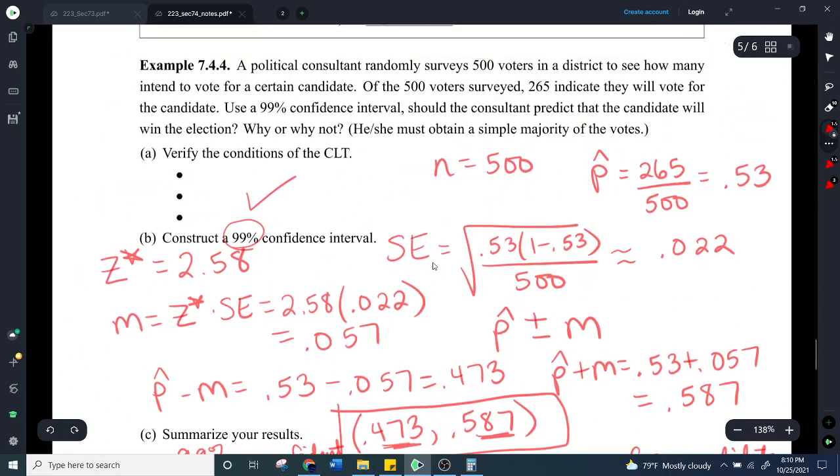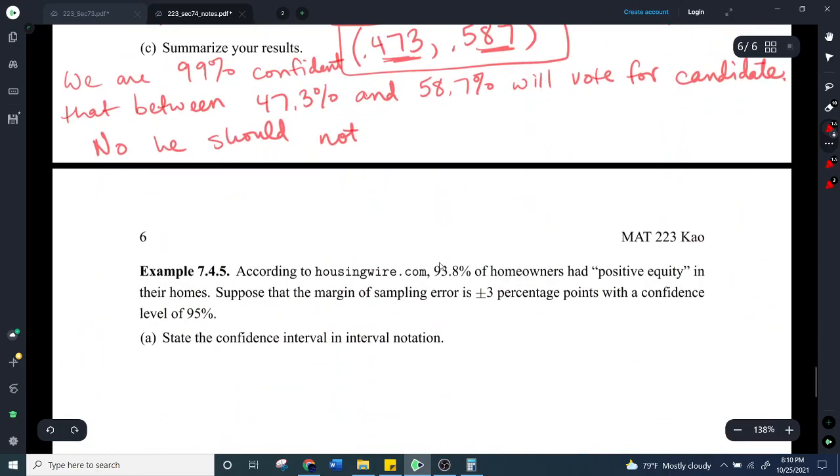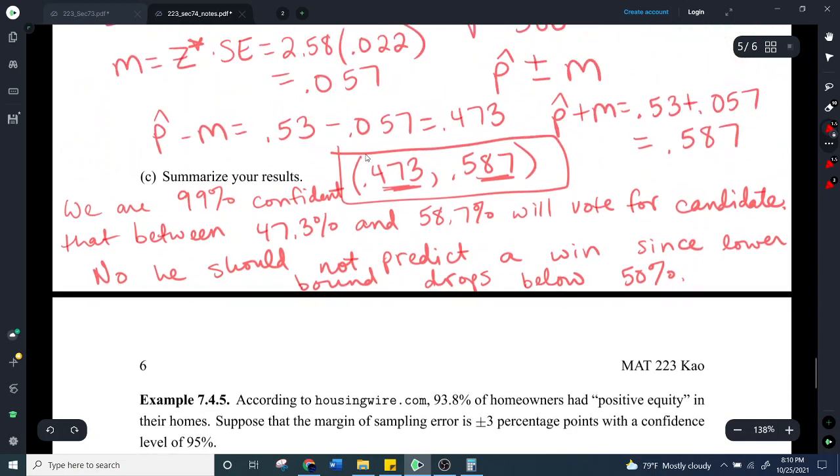Let me phrase it how they said. They said, should he predict? Let's use that term. So he should not predict a win. And the reason we'll say is since the lower bound drops below the 50% that he would need for the win. And so that's what you want to look at. If they're looking for a majority, if any of it drops below 50%, then I would say no, we cannot predict a majority based on that.